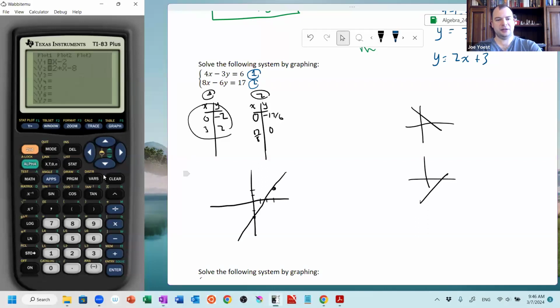So let's lean on the calculator a little more heavily here. I probably could do it if I really wanted to, but it would require a lot of work to do this by hand. So for the calculator, again, I need to put this into the form y equals something for each of these. So let's solve equation 1 for y. So what can I do? I can subtract 4x from both sides.